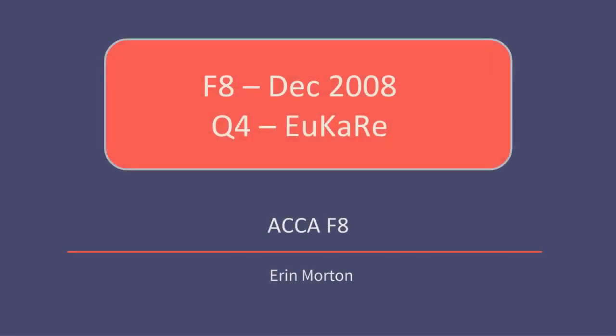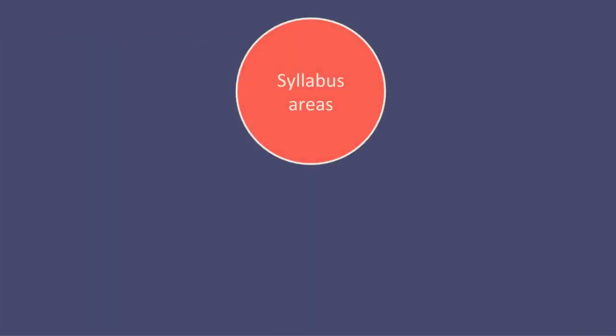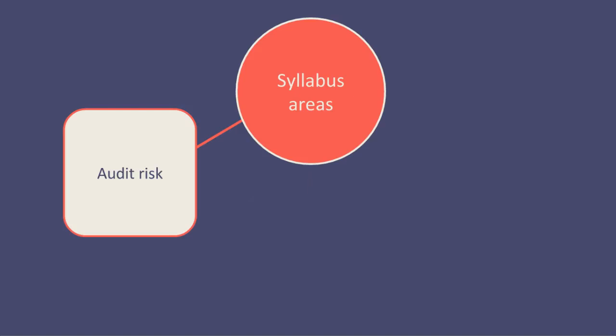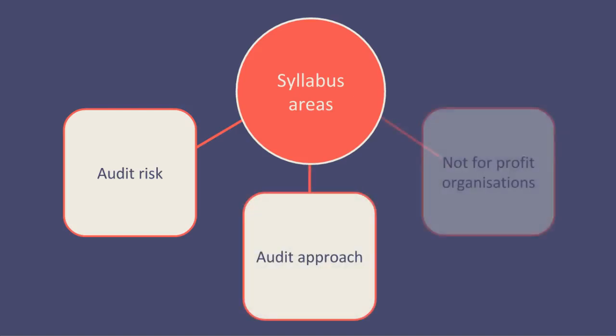We are going to cover a question from the December 2008 exam called EUKARE. This is question 4 in the exam and is for 20 marks. This question covers the following syllabus areas: audit risk, the audit approach, and not-for-profit organisations.